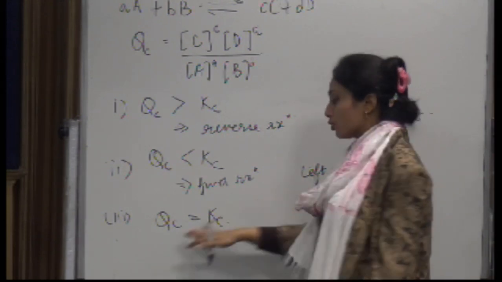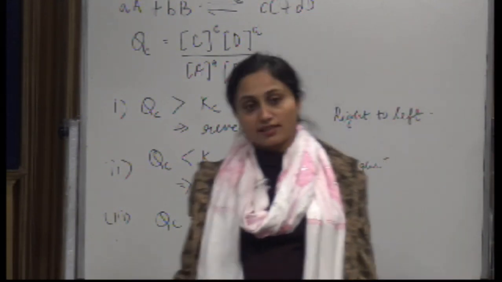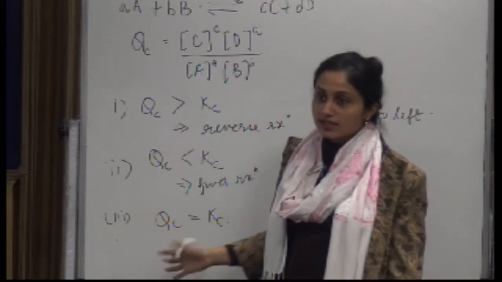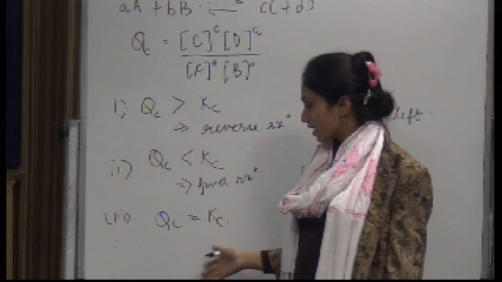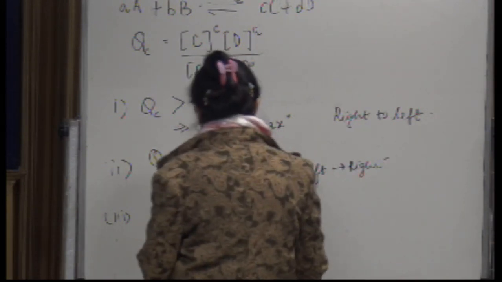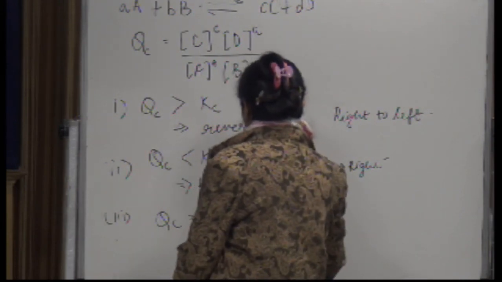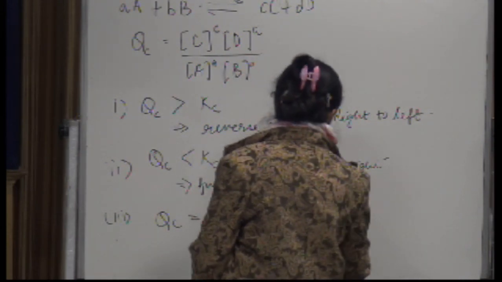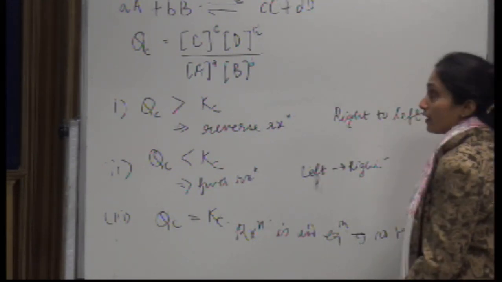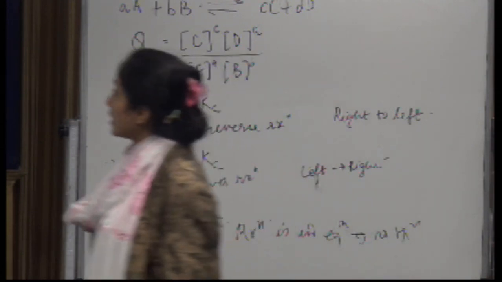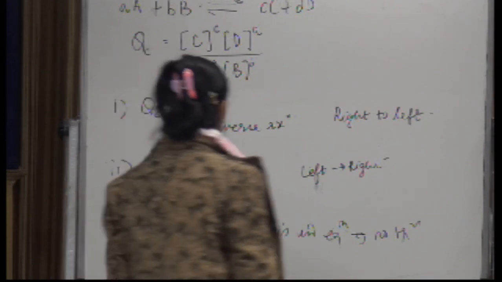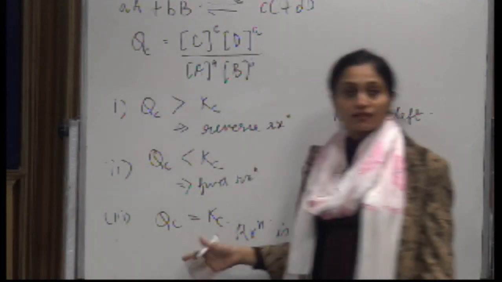And when Qc is equal to Kc is something that you all will understand the most easily. That means the concentrations are now just the same, so they are at equilibrium. So in this case there will be no change in the reaction and the reaction is in equilibrium. This means that there will be no further reaction. Now a question. Is Kc a type of Qc? Yes, Kc is a type of Qc only at equilibrium.